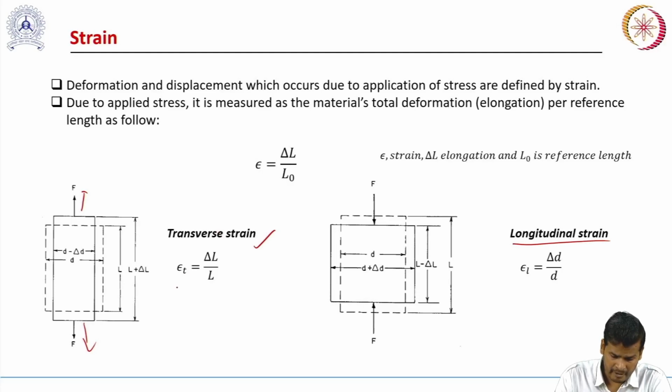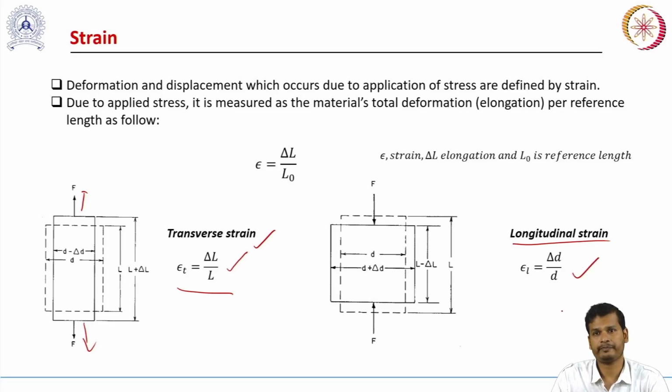So this transverse strain epsilon_t is defined as the change in length divided by the original length, and this epsilon_l is defined as the change in diameter divided by the original diameter. So what is happening? You applied load or force which caused a change in the body of the material or its dimension, and this change or deformation of the body of the material is defined by the strain. So we have a transverse strain in tensile stress and longitudinal strain in case of compressional stress.